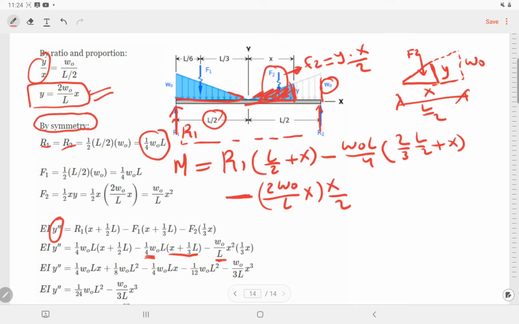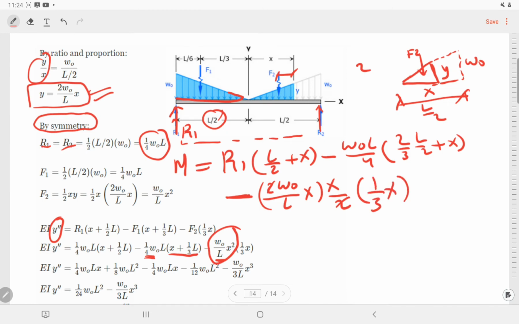This one, so 2 with the 2. So w x square on L, which is the same as this term, times the distance. Which distance? It's going to be the distance from this to there, which is how much? It's going to be a third of x. So this is the equation of the moment. So I'm arranging the equation, and we have this equation for the moment.